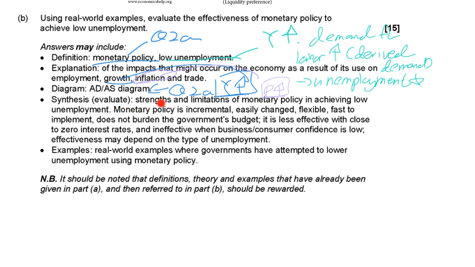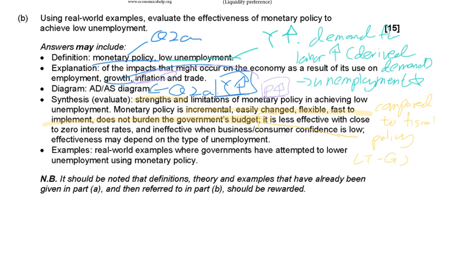So, synthesis. We have to talk about the strengths and the limitations. For example, the strength of it would be that it's easy to change and flexible, and does not burden government budgets. We have to make it clear that this would not give a heavy burden to the government. We have to compare this one to another policy, which we call fiscal policy. Fiscal policy means T minus G, taxation minus government expenditure. Compared to fiscal policy, like raising government expenditure, it does not burden the government budget when you raise the money supply.